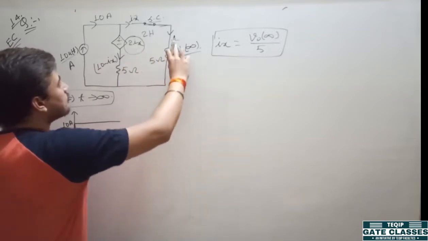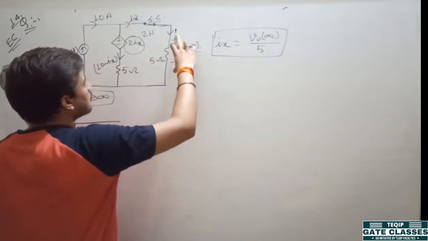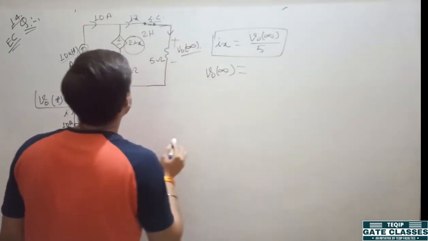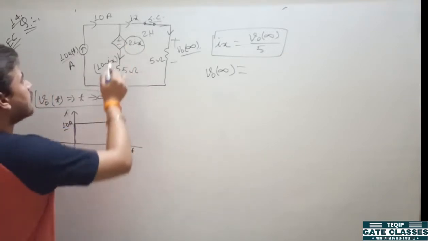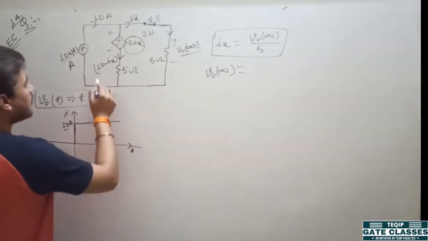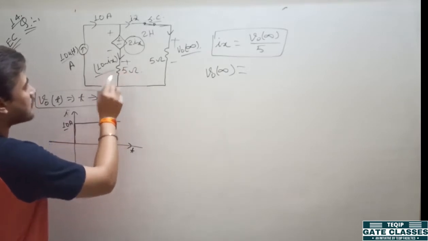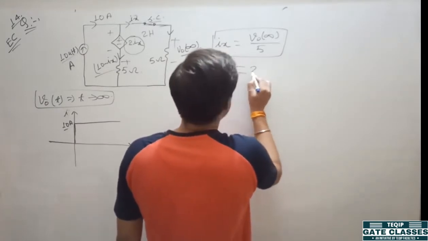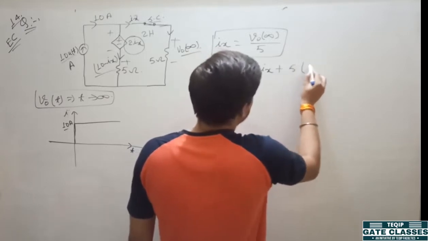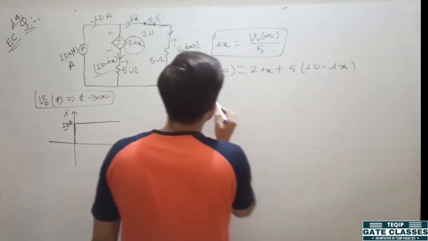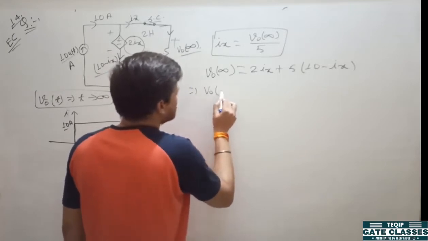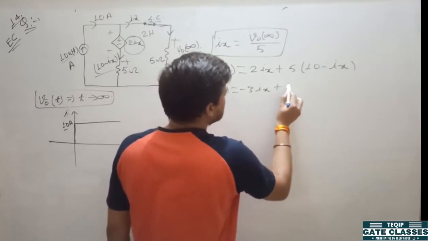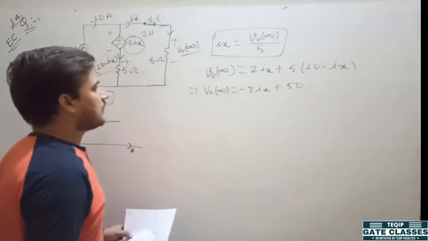Applying Kirchhoff's voltage law, see here, the total voltage across this branch is V0 infinity. So V0 infinity will be equal to the voltage here, which is 2Ix, plus the voltage here, which is (10 minus Ix) into 5. So V0 infinity equals 2Ix plus 5 into (10 minus Ix). Clear? So V0 infinity will be written as 2 minus 5, that means minus 3Ix, plus 50.